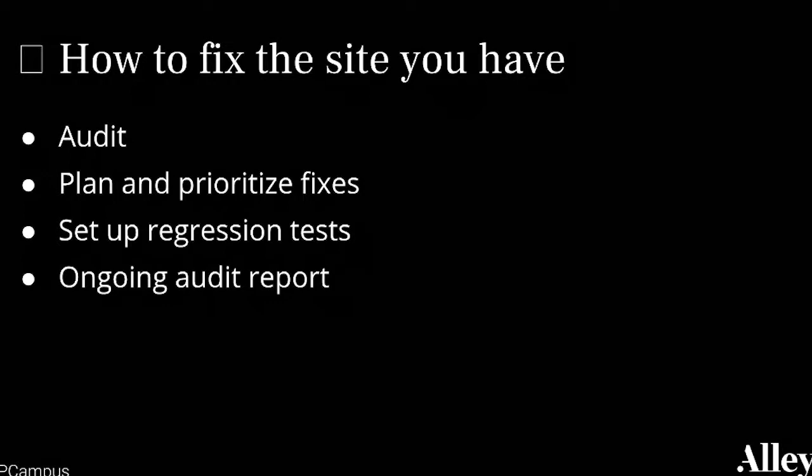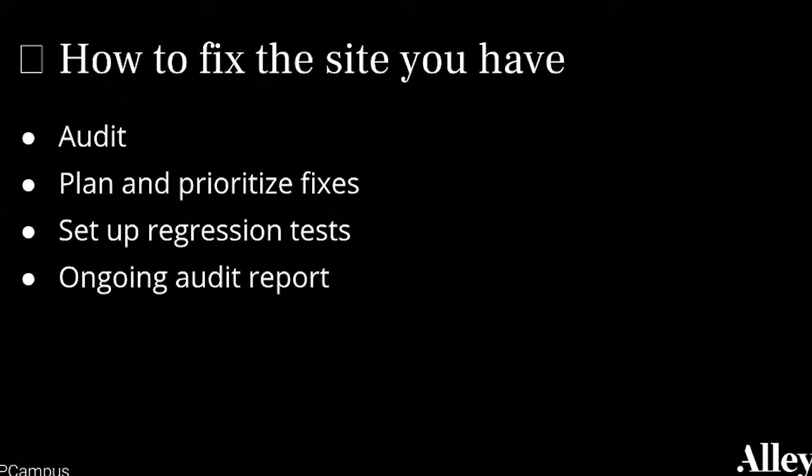The next part is to plan and prioritize your fixes. So it may be the case that you look at the audit results and you find there are a couple of really high priority bugs that are preventing people with certain types of disabilities from using your site at all. So maybe your navigation is completely inaccessible to people using a screen reader. That is a huge problem. That's something we have to fix right away.